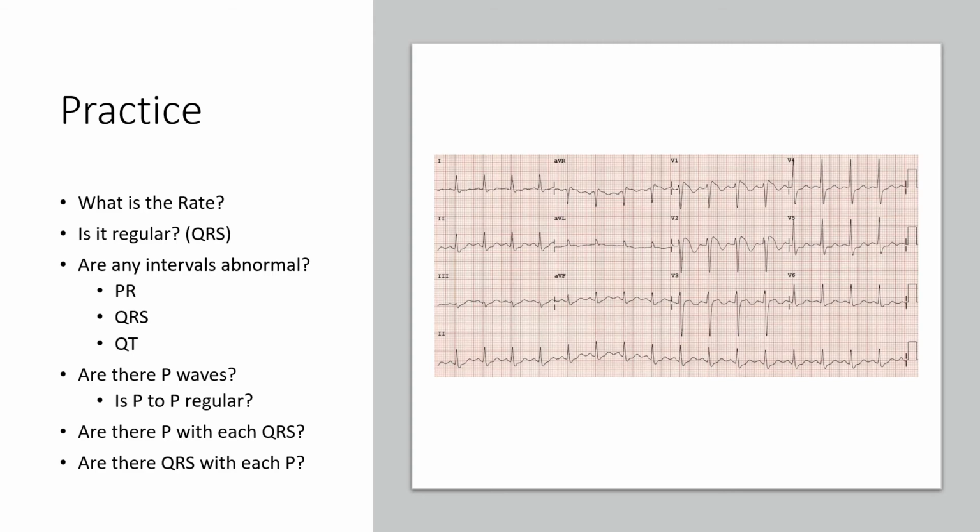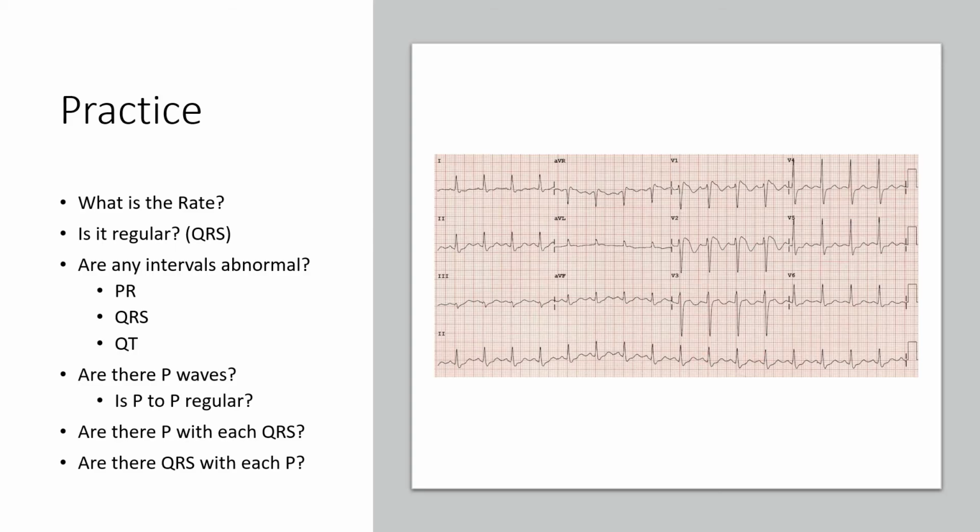The first question is, what is the rate? This is a regular rhythm, and if I look at this QRS and this QRS, I see 3 boxes in between, which means the heart rate is 300 divided by 3, or roughly 100. The QRS appears narrow, and if I look in lead 2, I can see that the PR interval also appears to be less than 200. It appears that I have a P with each QRS when I look through, and I don't see any extra QRSs without Ps.